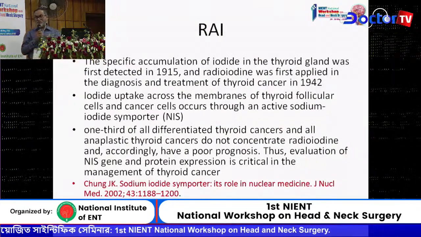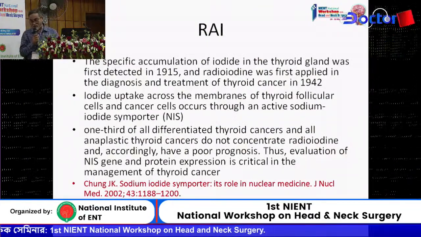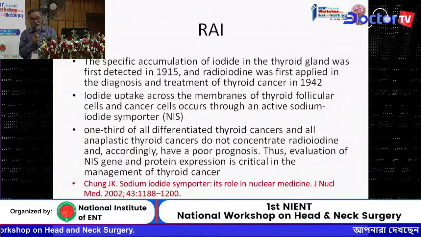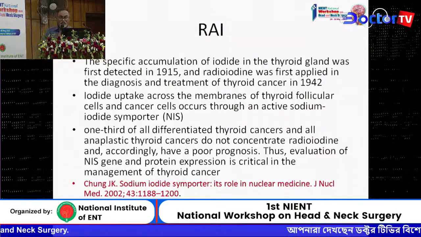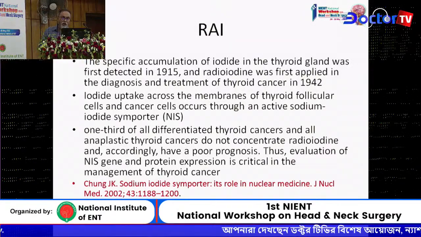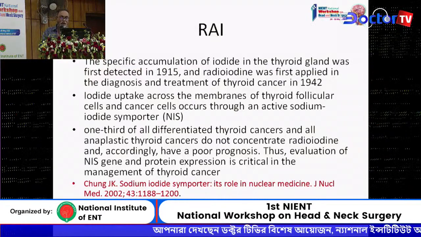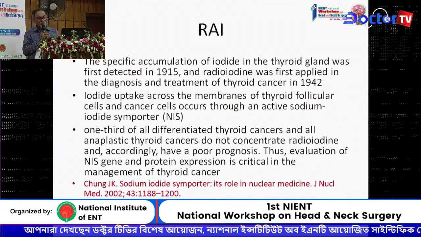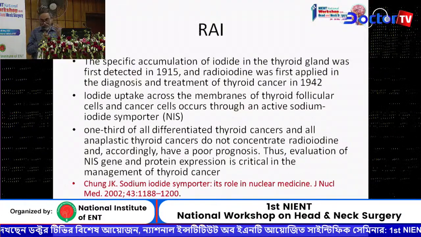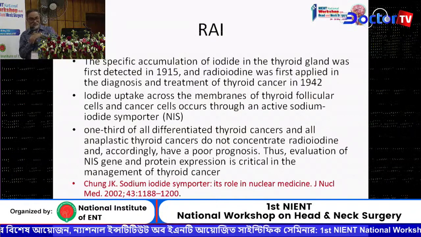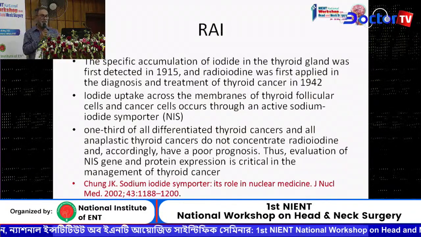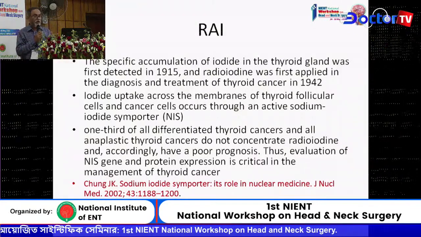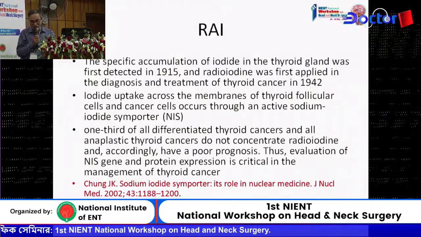About 30% of patients do not respond to radioiodine ablation, and that is called refractory thyroid cancer. Why is that? They said that is NIS, the sodium iodide symporter, which is responsible for taking iodine actively into the thyroid cells and cancer cells. Some patients are deficient in this, or it is inactive. So in this group of patients, the radioiodine is not active or does not work.